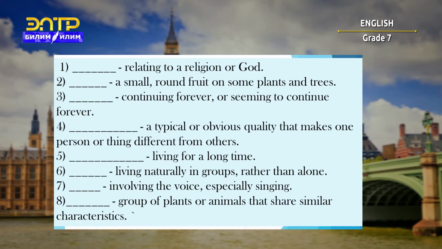Time is up. Have you finished? Let's check and compare your answers. And the first one will be holy. That means relating to a religion or God. The next one, berries, is a small round fruit on some plants and trees. And the next one, eternal, continuing forever or seeming to continue forever.